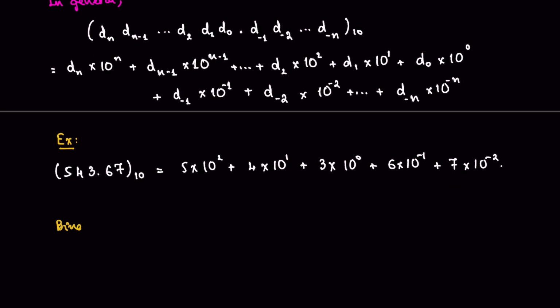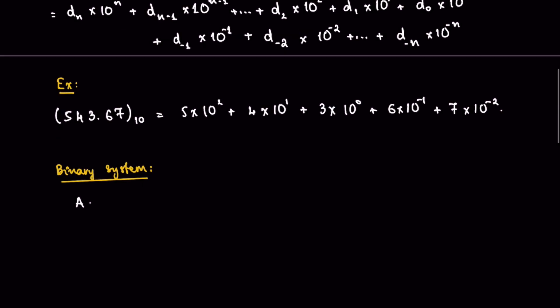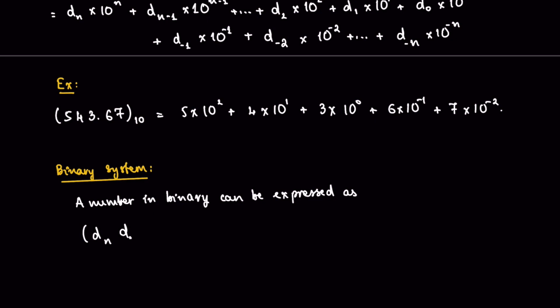So the binary system. A number in binary can be expressed as, so you have the digits at positions n, then n minus 1, all the way down to d2, d1, d0, and then you have the dot, to indicate we are going down to fractions. So you have d negative 1, d negative 2, all the way to d negative n.